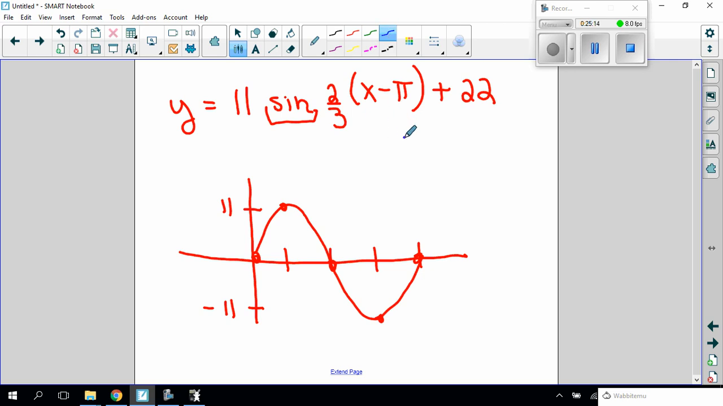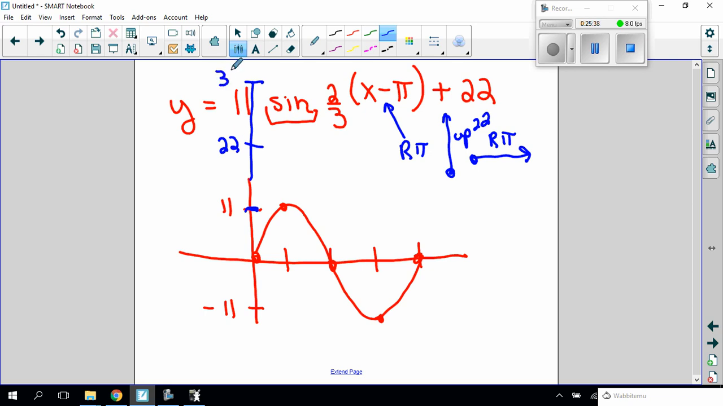Now, that's right pi. So I got to shift it right pi. This is up 22. Do I feel like shifting it up 22? Well, yeah, my ticks are going by 11. Will it end up in my problem? Sure. So I may or may not shift this. But I can shift it up 22, no problem.